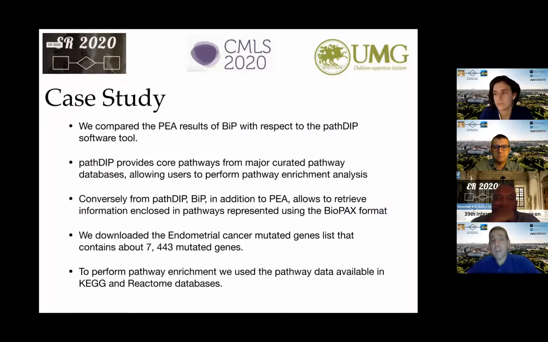As a case study, we compare the PEA with respect to PathDiP. PathDiP provides core pathway information from major curated pathway databases, allowing users to perform pathway enrichment analysis. Conversely, BiP, in addition to PEA, allows retrieving information enclosed in pathways represented by using the BioPAX format. We downloaded the endometrial cancer mutated gene list that contains 7,000 mutated genes, and we performed pathway enrichment analysis using pathway data available in KEGG and Reactome databases.